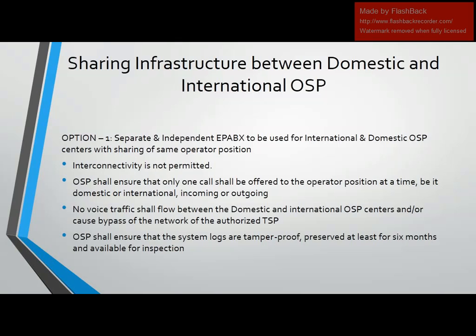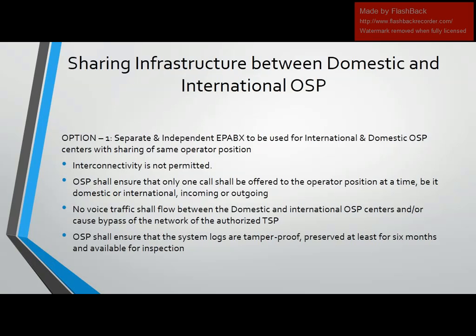Interconnectivity is not permitted. OSP shall ensure that only one call shall be offered to the operator position at a time, be it domestic or international, incoming or outgoing. No voice traffic shall flow between the domestic and international OSP centers or cause bypass of the network of the authorized TSP.